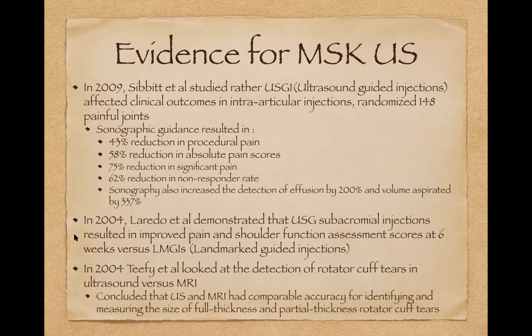In 2004, Raza and company also demonstrated that ultrasound-guided injections in the subacromial space resulted in improved pain and shoulder function assessment scores at 6 weeks versus landmark-guided injections. And then in 2004, Teefey and company looked at the detection of rotator cuff tears in ultrasound versus MRI and concluded that ultrasound and MRI had comparable accuracy for identifying and measuring the size of full thickness and partial thickness tears of the rotator cuff. But of course, that may be dependent on the actual sonographer.